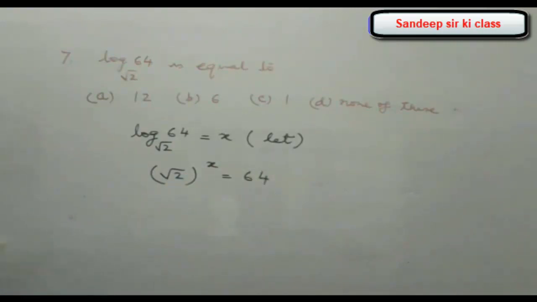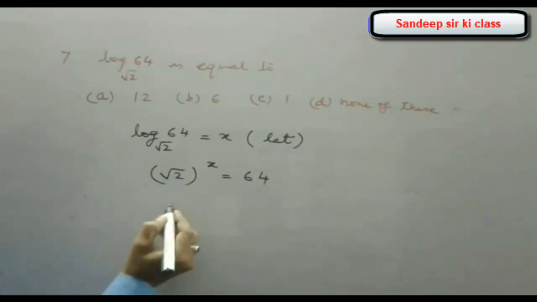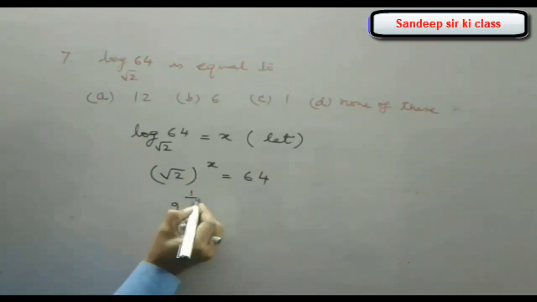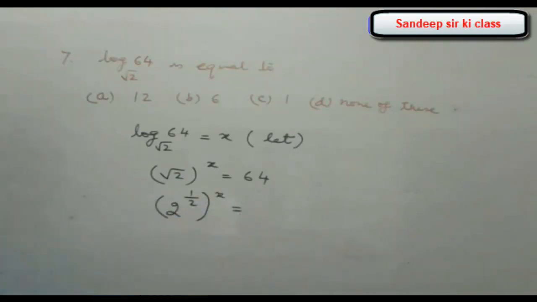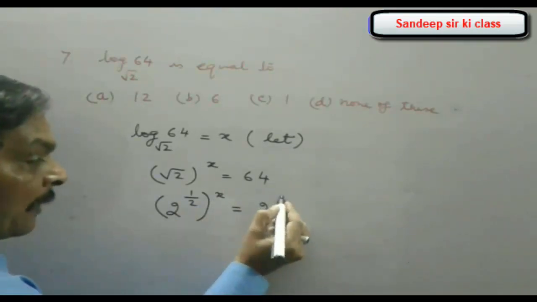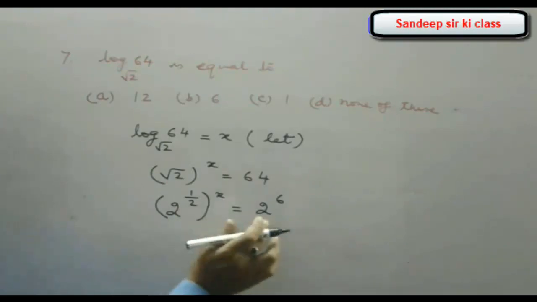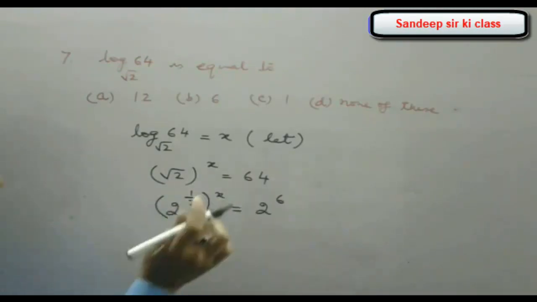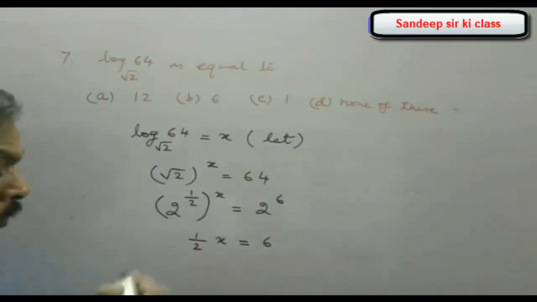And we know that under root 2 is 2 raised to the power 1 upon 2. So left hand side will be 2 raised to the power 1 upon 2 into x. And 64, we know, is 2 raised to the power 6. So on left hand side and right hand side, both have base 2. Now the powers will be equal. So 1 upon 2 into x will be equal to 6.